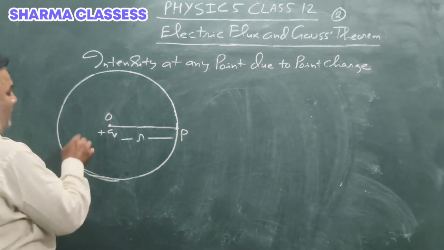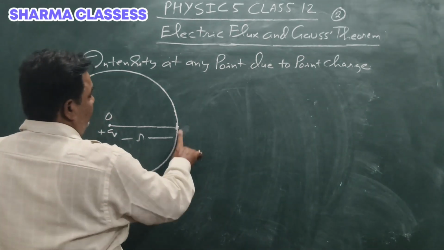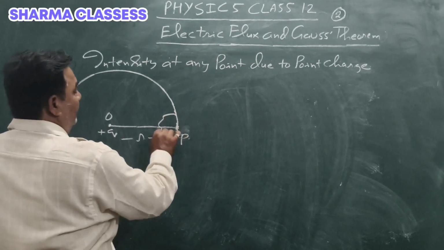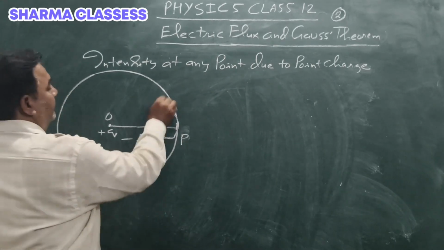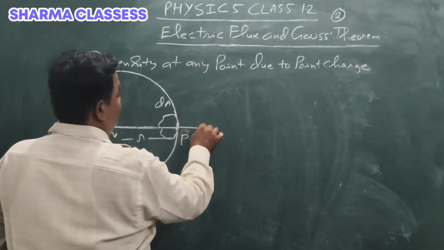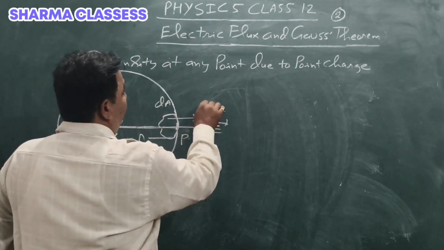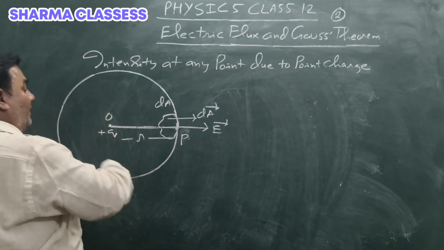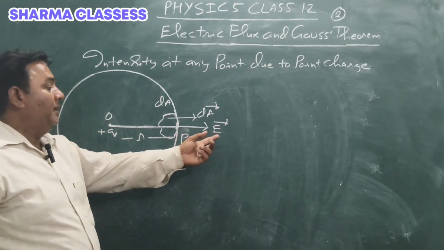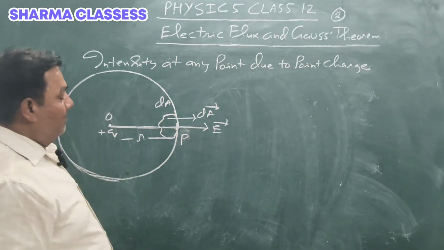Now plus q charge is inside the closed surface, and we take a small area around P, dA, and find out the direction of electric field. The direction of electric field is this, and the direction of area vector is also this, because this is a spherical surface. When any line is drawn from the center of the surface, it is perpendicular to the surface, and the area vector is also perpendicular. So E and dA are parallel to each other.